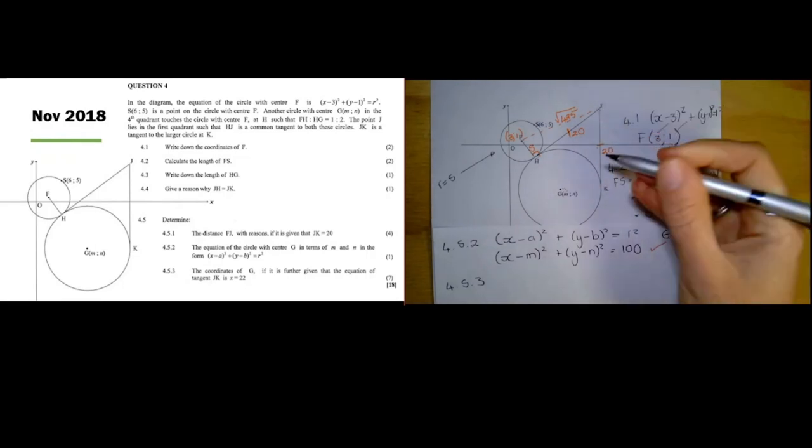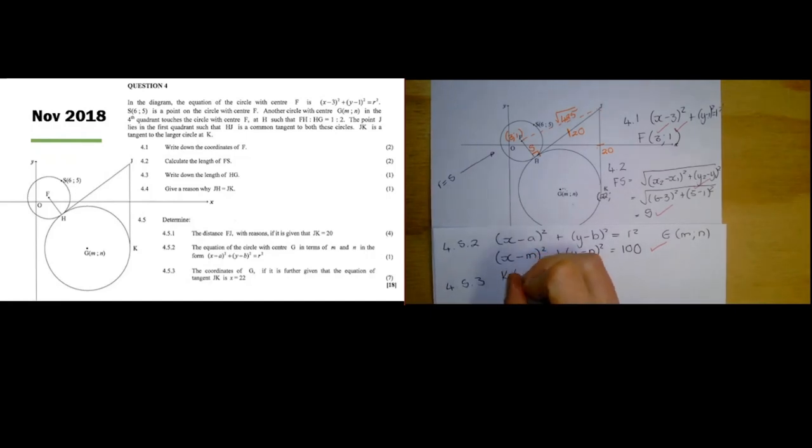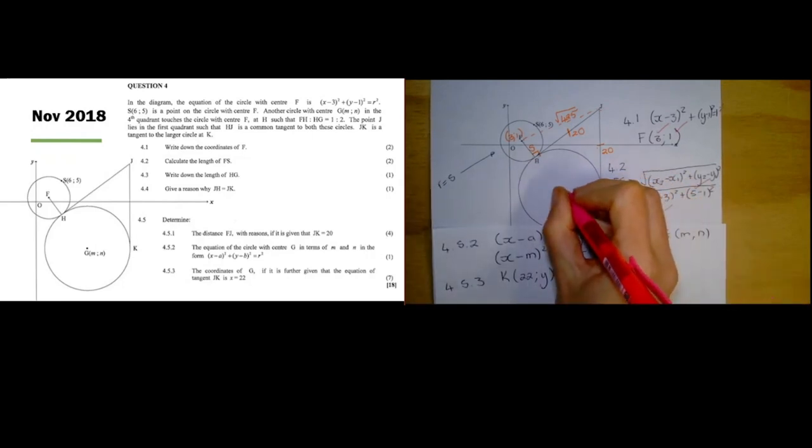Now they want the coordinates of G. If it is further given that the equation of the tangent JK is x equals 22, which means by K, we know the x value is 22, we just don't know what the y value is. So let's see, what can we do? K, we know, is 22, we don't know what its y is. We do know what our radius is. Our radius is how much again?